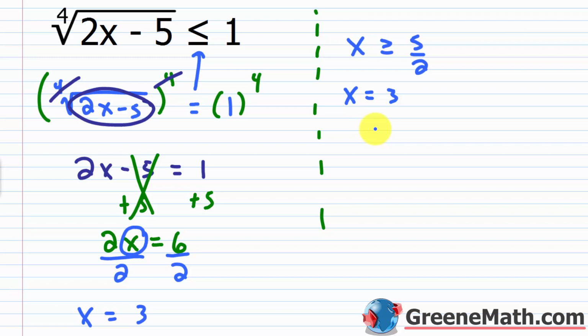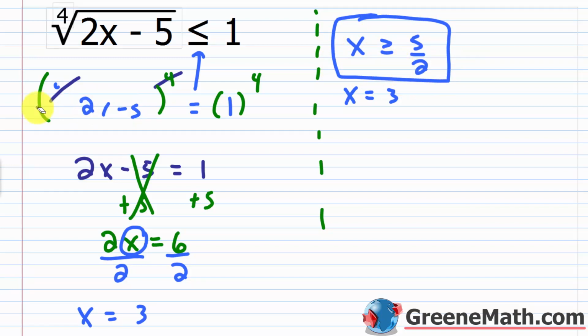Okay, so let's take these two values down to the number line, and we're going to test a value on each side of 3. 3 is the boundary, so we're going to test the value on the left side of 3, something less than 3, and something on the right side of 3, something greater than 3. But you have this restriction here. Remember, x has to be greater than or equal to 5/2, so we've got to keep that in mind.